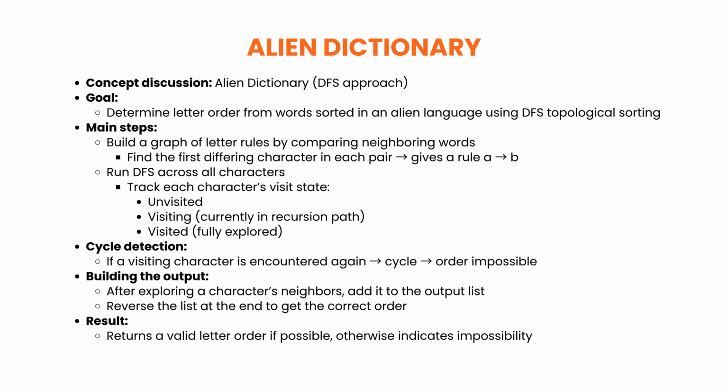We compare neighboring words to find the first differing character, and that gives us a must-come-before rule like A→B. After building the graph, we run DFS across all characters. We track each character's visit state: unvisited, visiting, currently in the recursion path, and visited, fully done. If we ever revisit a visiting character, that means there's a cycle, so the order is impossible.